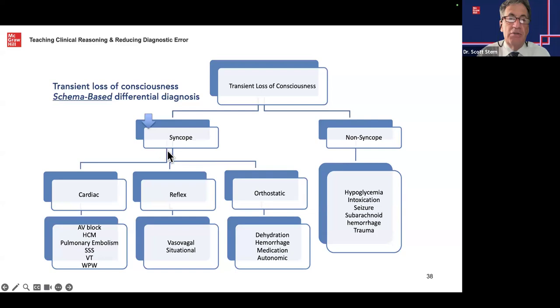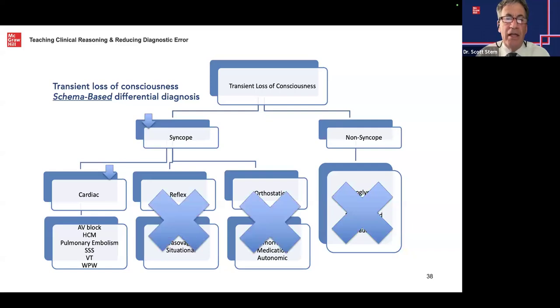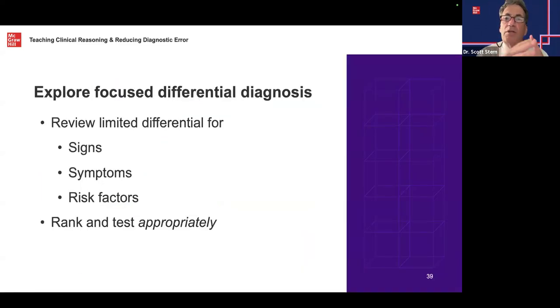So if we said that this was a patient presenting with syncope, we don't have to pay attention to the non-syncopal causes. If we looked further and said, actually, it looks like the patient had cardiac syncope, we can then eliminate from our considerations reflex and orthostatic syncope and now focus on the subset of diseases that's really most likely. Once we've limited it to that subset, we can then look for the signs, symptoms, and risk factors for each of those diseases and ask the students to rank and test appropriately.